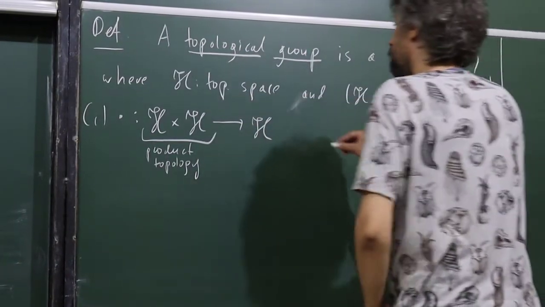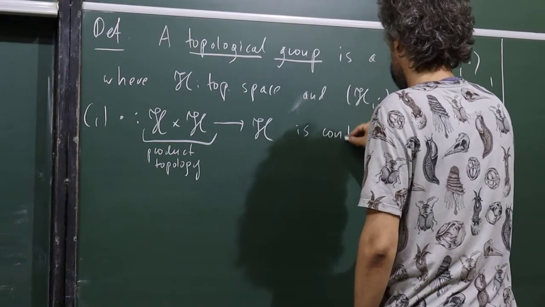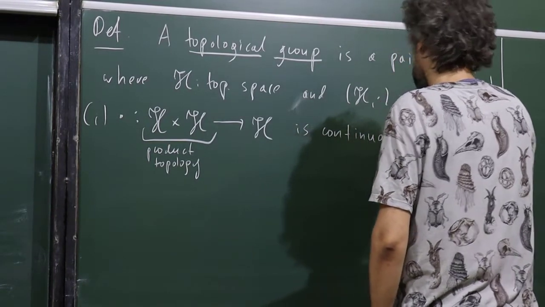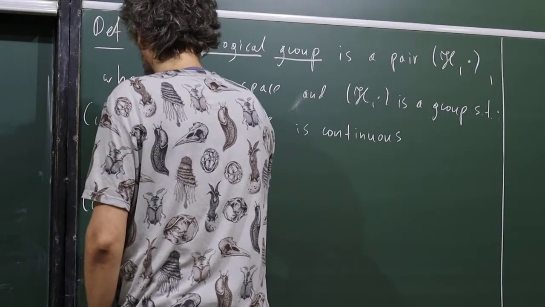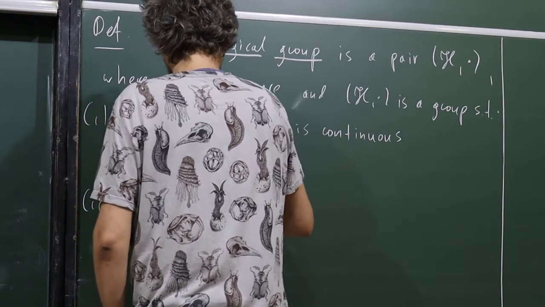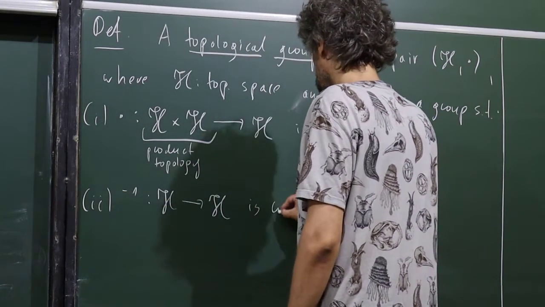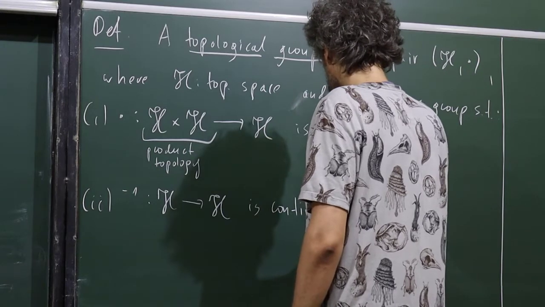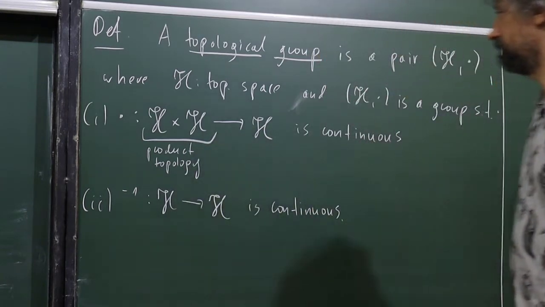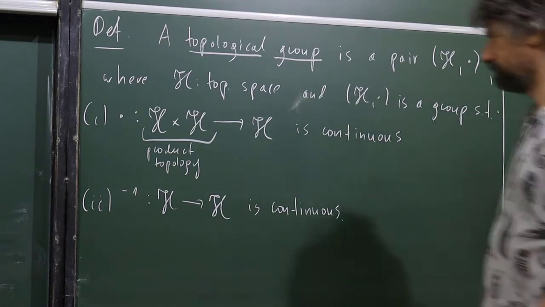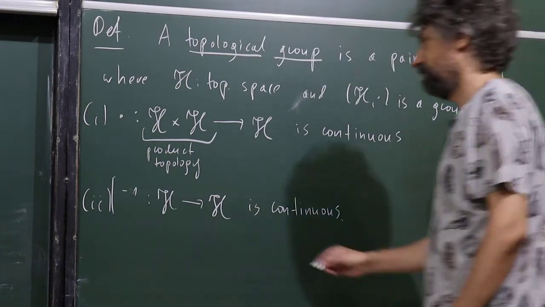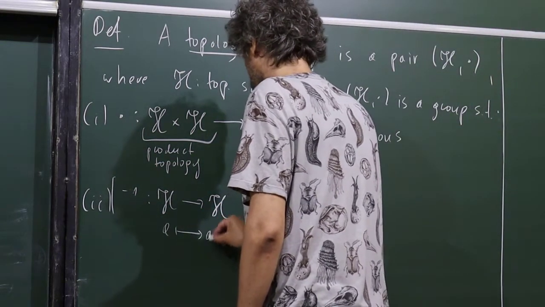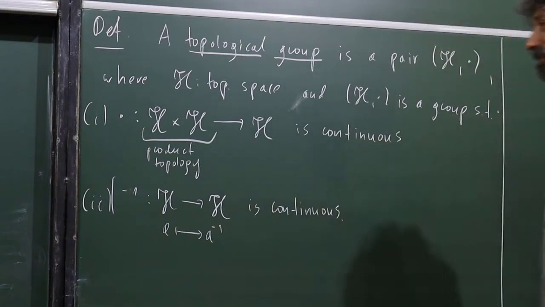Okay, and here this map should be continuous. And also the inverse map should be continuous. It may look a bit strange, this is the inverse map, yes. In many natural cases, condition 1 implies condition 2, but not in general.